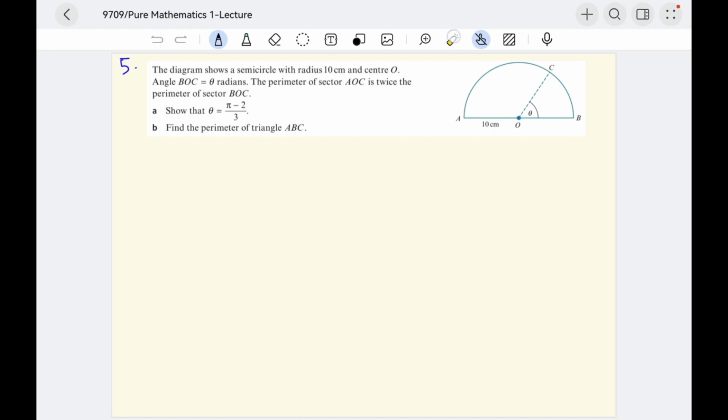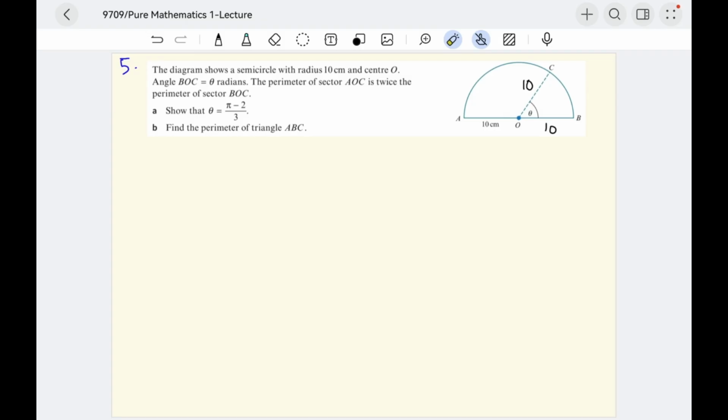Alright, let's move on to the next question, which is question 5. It's also from the Coursebook. Refer to this diagram. It shows a semicircle with a radius of 10. The radius of the semicircle is illustrated over here, which is OA is 10, as well as OB 10, OC 10. The angle BOC equals theta radians.